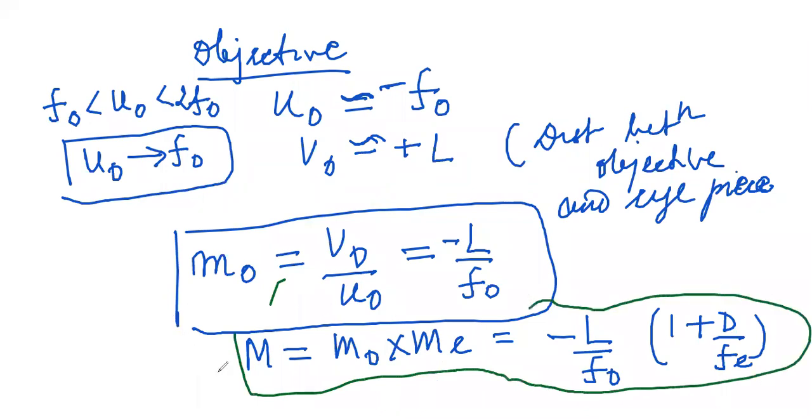So children, we have come to a very important derivation, that is the magnifying power of a compound microscope. That is very, very important. It is equal to minus L by FO into 1 plus D by FE. This is a very important formula, and you please remember it. I think you have understood this, and we'll move further.